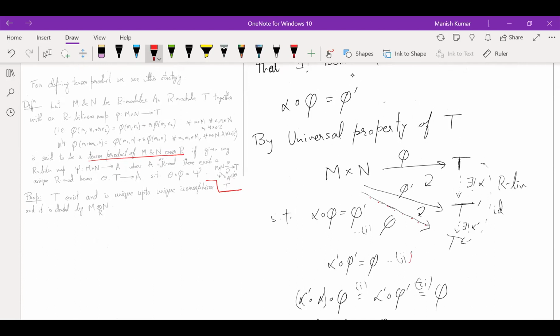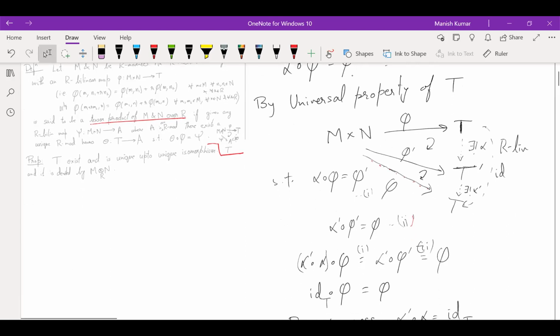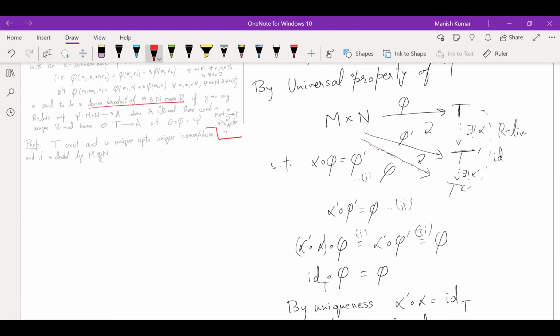And now think about alpha followed by alpha prime. Alpha followed by alpha prime is a map from T to T. And of course, the identity is also a map from T to T. T has the universal property. Identity is linear, and it will of course make this diagram commute. Since there is a unique map from T to T which will make this outer diagram commute, that tells you that alpha followed by alpha prime is actually the identity map.